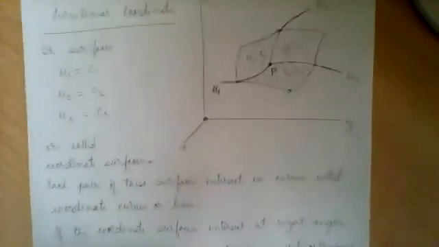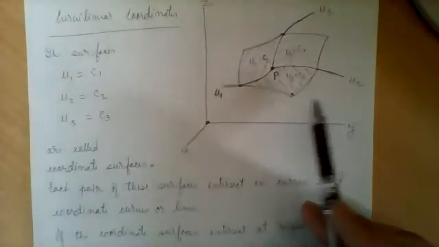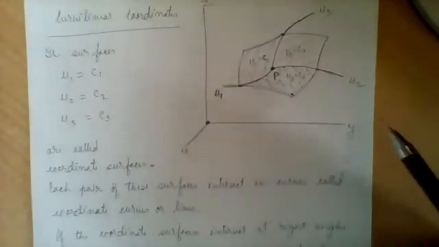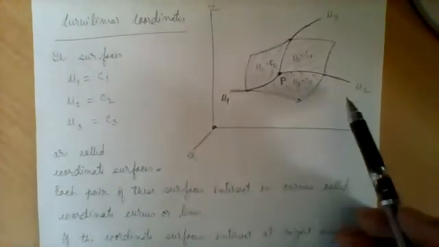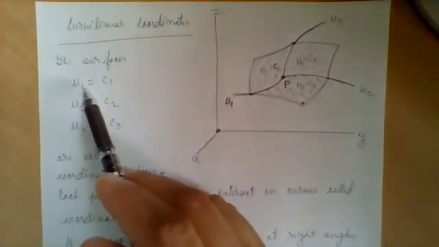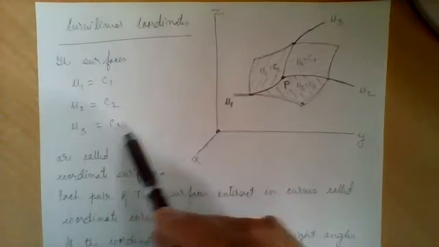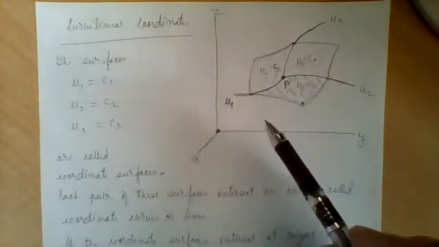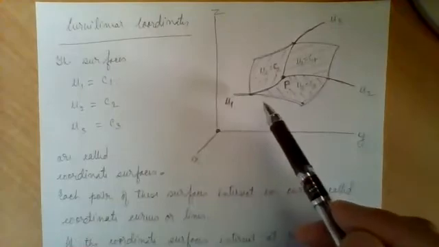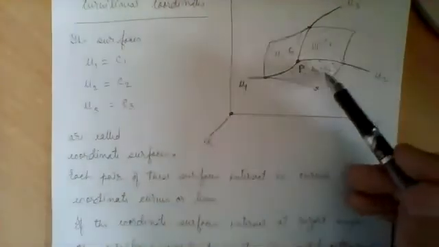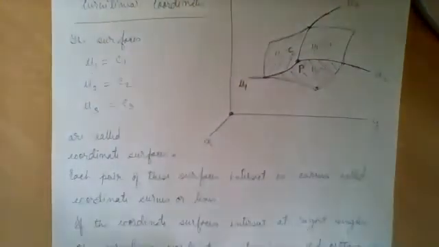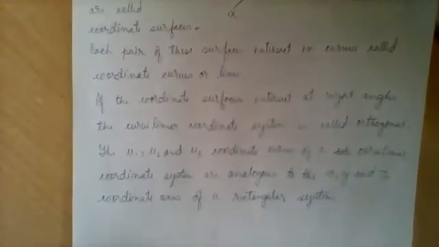This is what we mean by a curvilinear coordinate system. The intersection of surfaces, where the variable u1 is constant, u2 is constant, and u3 is constant, gives curves. These coordinate curves meet at right angles, so we call that system an orthogonal curvilinear coordinate system.